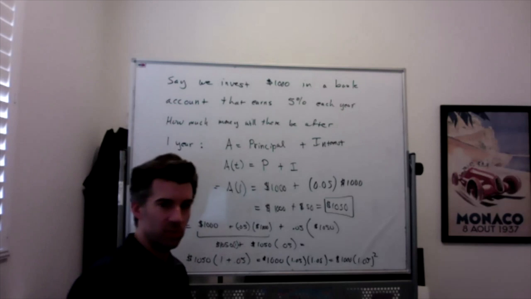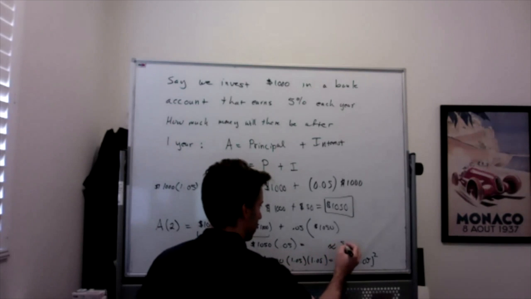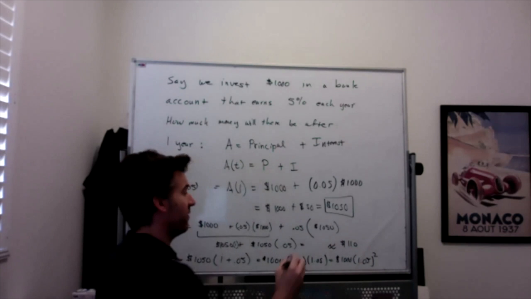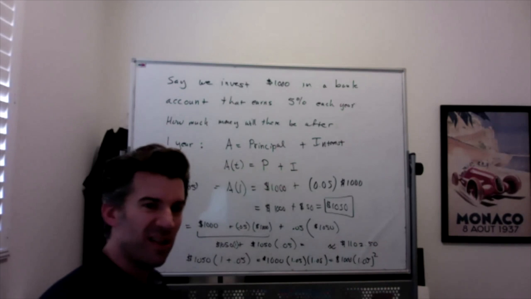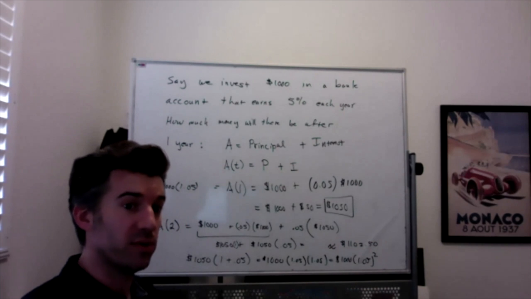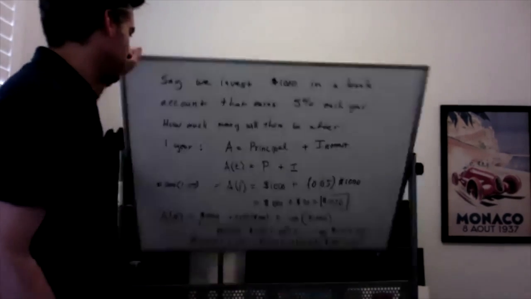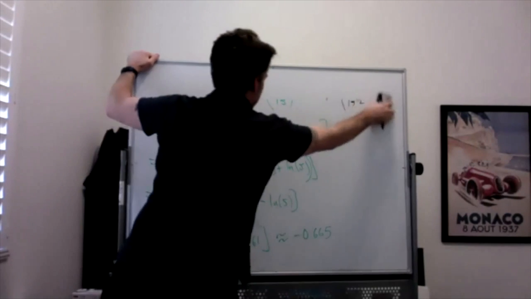And if you get a calculator out and calculate this, this is approximately $1,102.50. Right, we earned just a little bit more than $50 of interest that next year because we had a little bit more principal to earn interest on. And then we could do the same thing for year 3. The numbers start getting a little bit wacky.